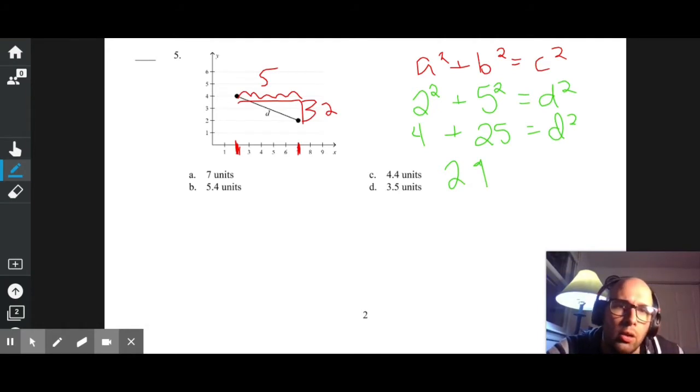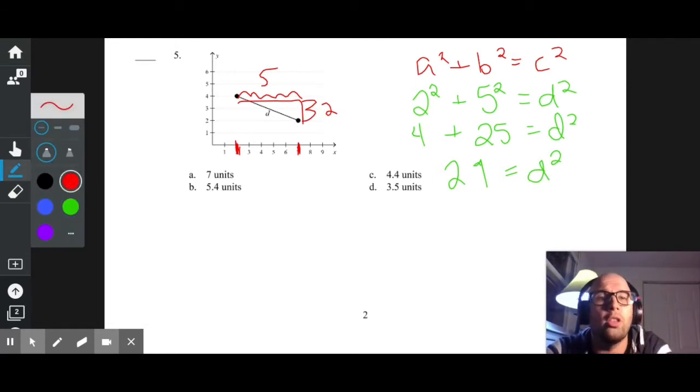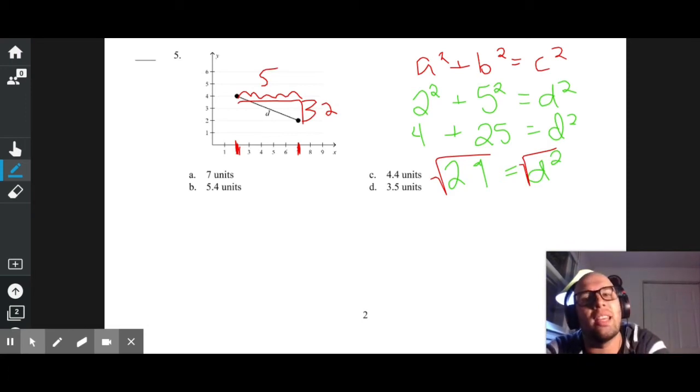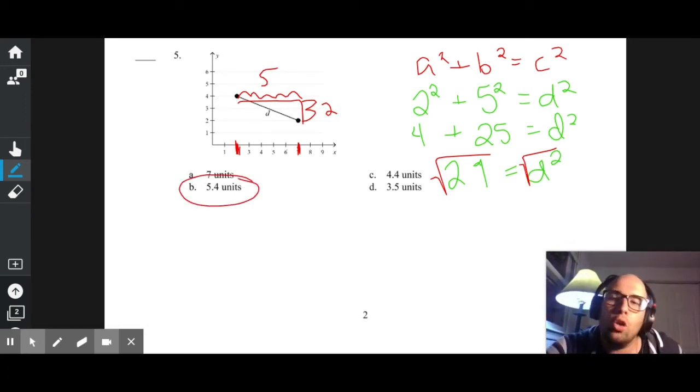29 is what you get when you add 4 and 25. That equals D squared. Is D all by itself? No. What's in the way? Squared. How do we get rid of a squared? Square root it, of course. And the square root of 29 is going to be a little bit more than 5 and a little bit less than 6, and that leaves me with good old B.